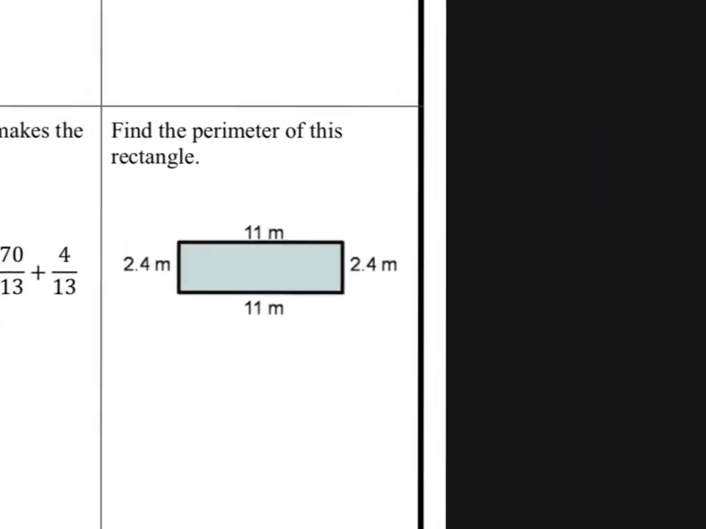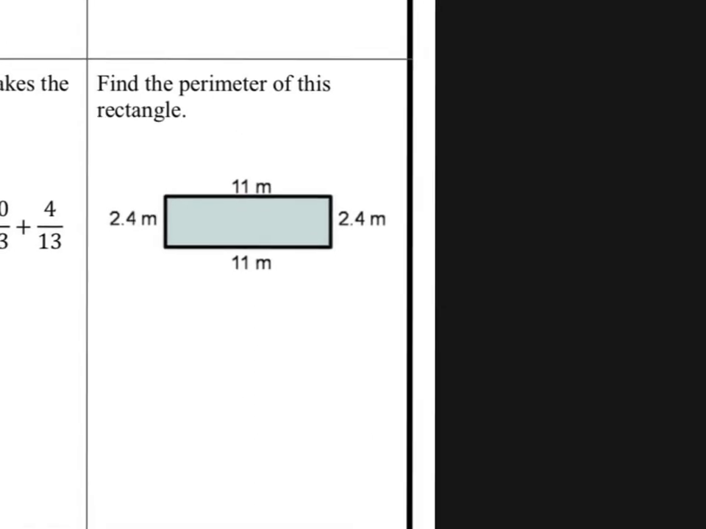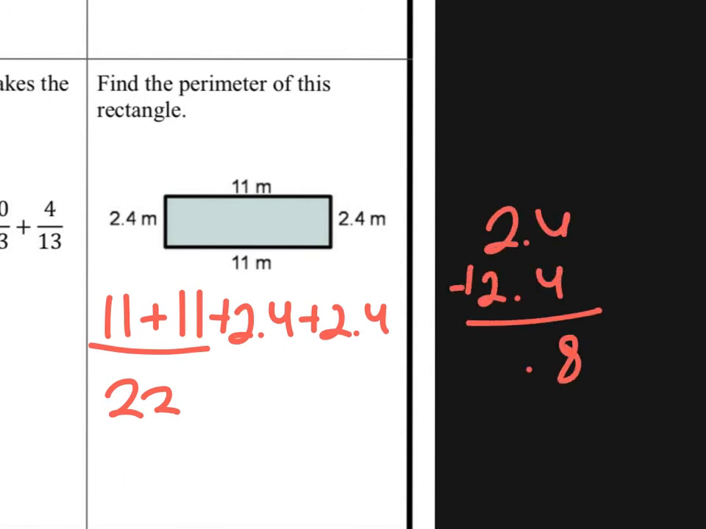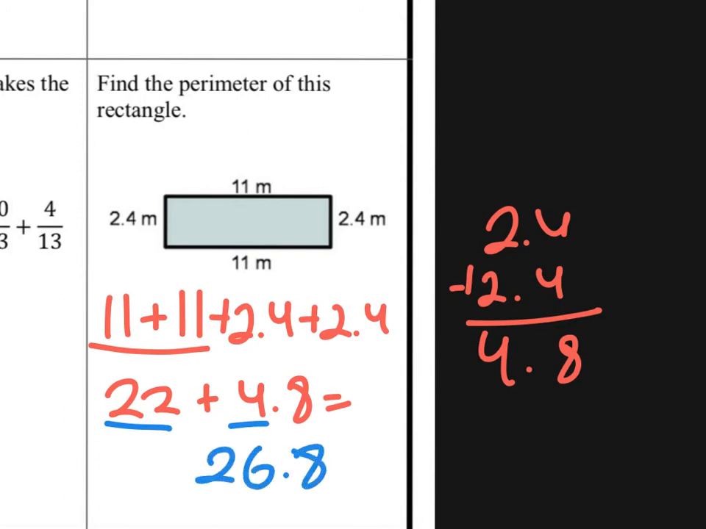For the last one, it says find the perimeter. Perimeter means to go all the way around, not like area where you do length times width. So we know that it's going to be 11 plus 11 plus 2.4 plus 2.4. 11 and 11 makes 22. And 2.4 plus 2.4 will give us 4.8. So now it looks like this. And all I have to do is add 22 plus 4, which is 26, and that would be 0.8 meters. And that's the answer for the last one for perimeter.